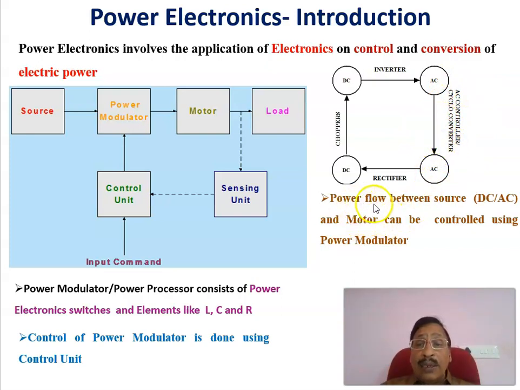Therefore, the power flow between the DC or AC source and the motor can be controlled by using the power modulator. The power modulator, or the power processor, consists of, as I already explained, power electronic switches and energy storing elements like inductor and capacitor, and dissipating elements. And the control processor consists of linear integrated circuits and a digital signal processor. Therefore, this is another block diagram of a power electronics system.